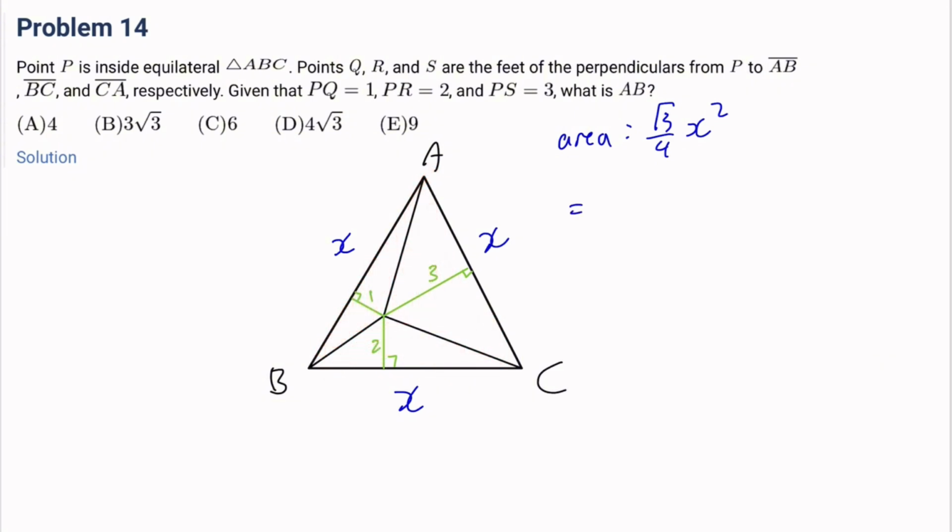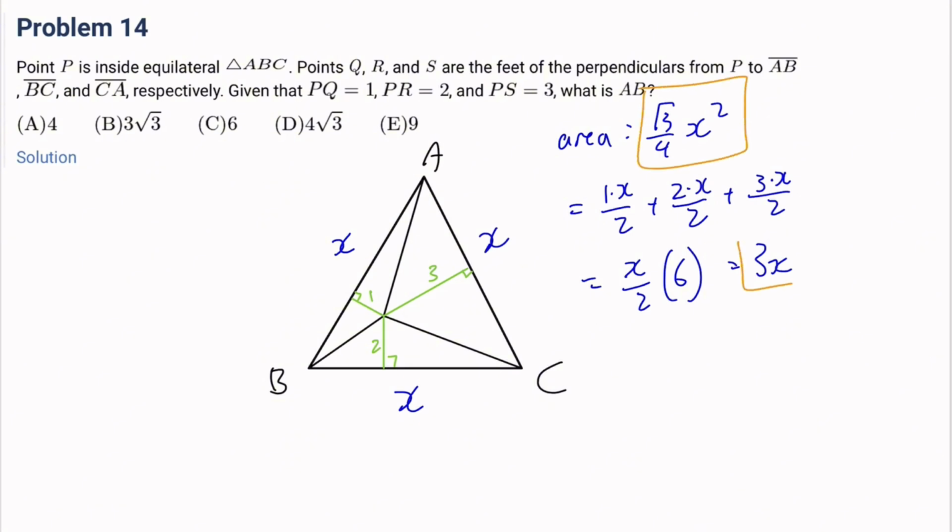So this is going to be equal to this much, which is 1 times x over 2, plus this much, which is 2 times x over 2, plus this much, which is 3 times x over 2. So this is going to be equal to x over 2 times 1 plus 2 plus 3, which is 6. This is 3x, right? And so this and this are equal. So that means root 3 over 4 x squared equals 3x. x equals 12 over root 3, which is 4 root 3, right? So this is 4 root 3, it's D.